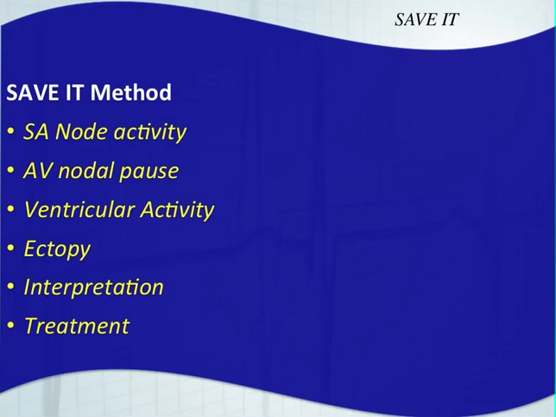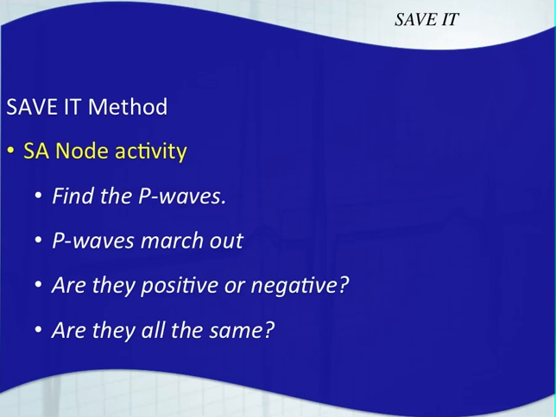So here's the method that I've devised. You can use this method or many other different methods to interpret your EKGs, but this just helps you remember what to look for. It's called the SAVE IT method. All the letters spell SAVE IT: S for SA node activity, A for AV nodal pause, V for ventricular activity, E for ectopy, I for interpretation, and T for treatment.